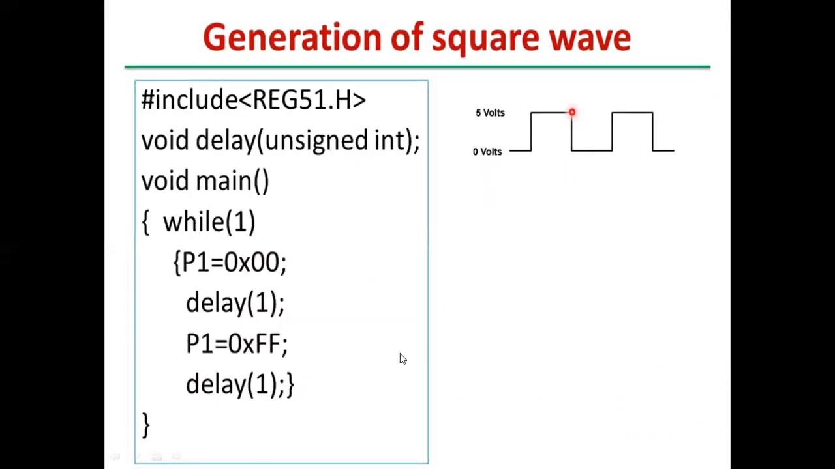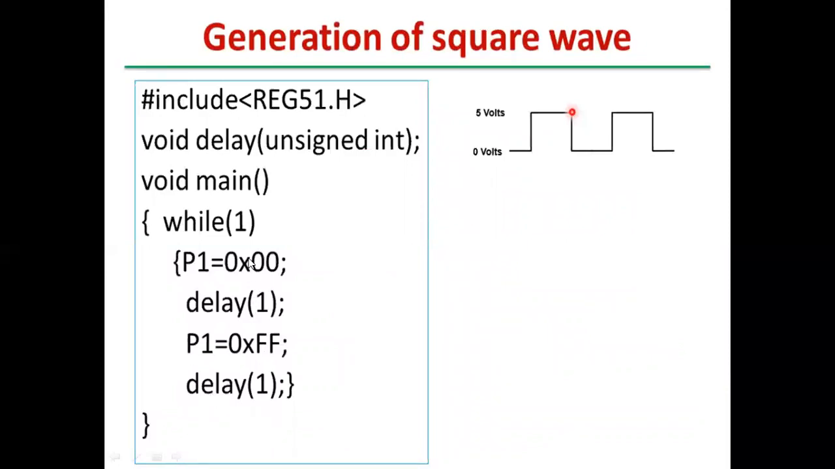Coming to the programming, this is the header file, and this is the initializing of the delay function and void main. While(1) means an infinite loop. You are initializing 0 volts, which in hexadecimal is 0x00, to port 1 and introducing some delay. Then you are initializing the maximum value, 5 volts, which is 0xFF, to P1 and introducing some delay.